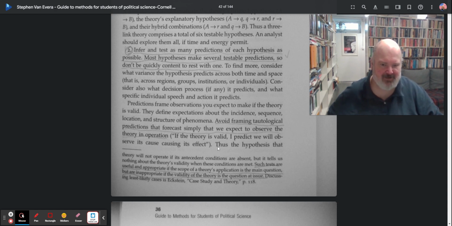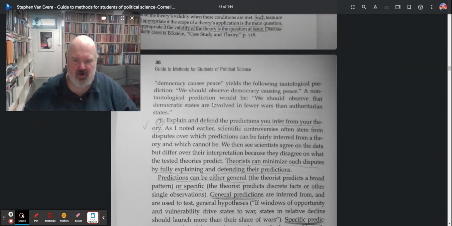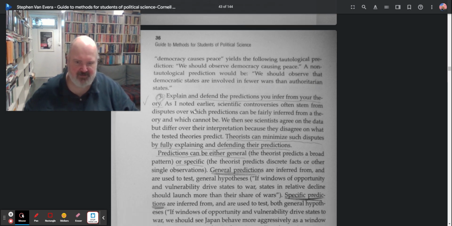A equals A. Thus, the hypothesis that democracy causes peace yields the following tautological prediction: we should observe democracy causing peace. A non-tautological prediction would be we should observe that democratic states are involved in fewer wars than authoritarian states. That's a plausibility. The tautology is that we should observe democracy causing peace.